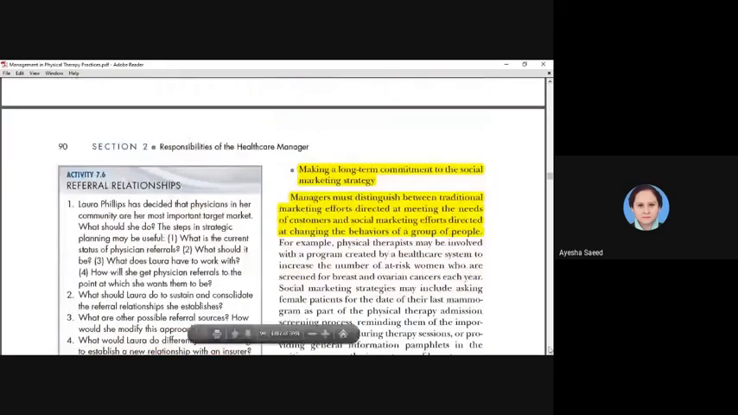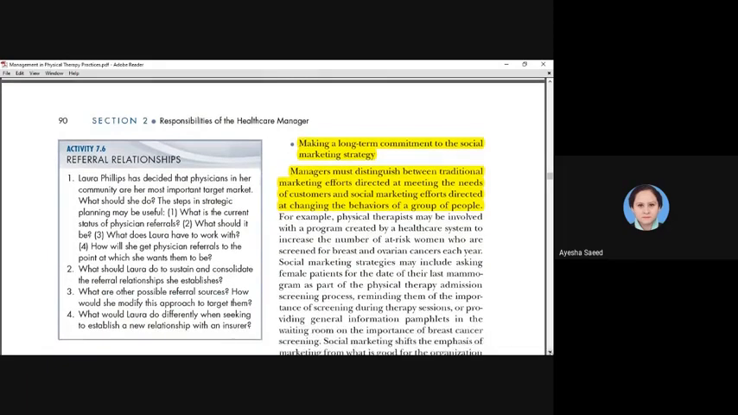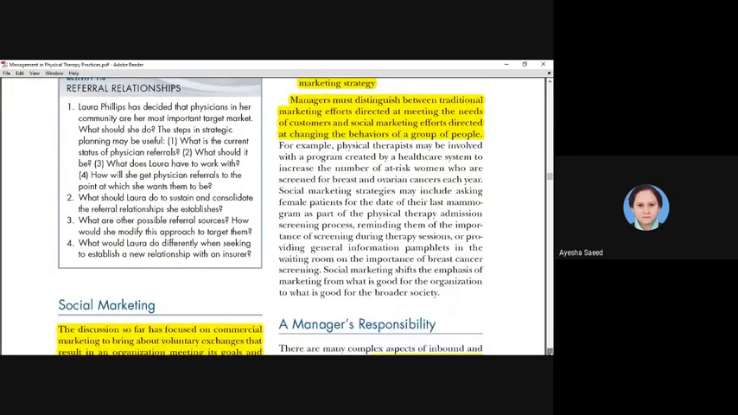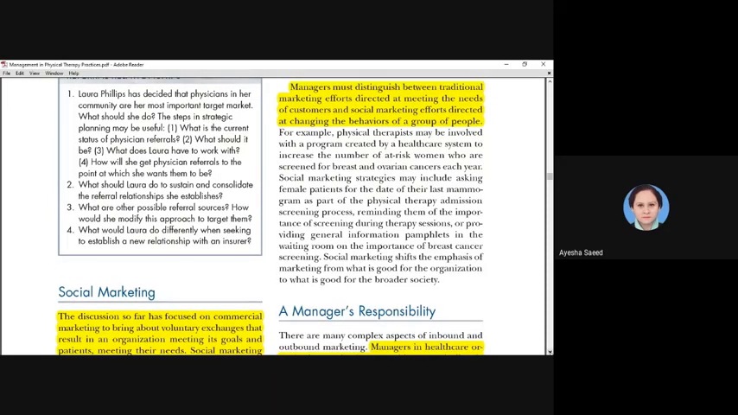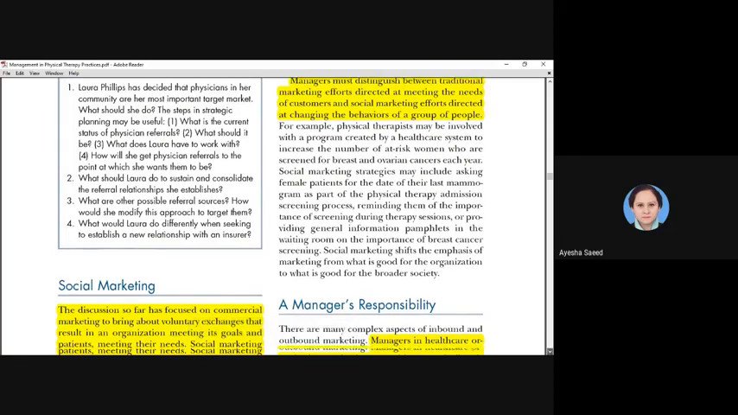Managers must distinguish between traditional marketing efforts directed at meeting the needs of customers and social marketing efforts directed at changing the behaviors of a group of people. So the net effect of social marketing is not to improve the sales or revenue, but to improve the health of the community. It is like community service. Social marketing shifts the emphasis of marketing from what is good for the organization to what is good for the broader society.